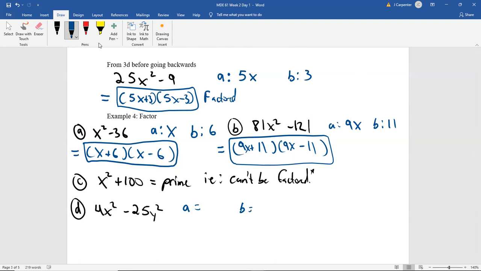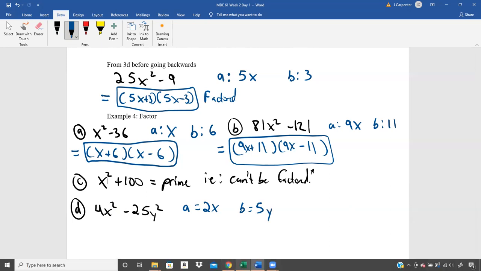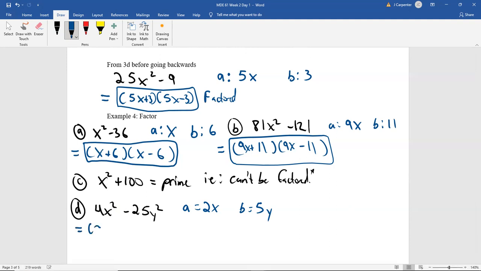Our first term, think about the 4 and the x squared separately. Square root of 4 is 2. Square root of x squared would be x. 2x times 2x is 4x squared. For the second term, 25 and y squared, think about the 25 independently. Square root of 25 is 5. Square root of y squared would be y. That's it. There's your a and b. So we go 2x plus 5y times 2x minus 5y.